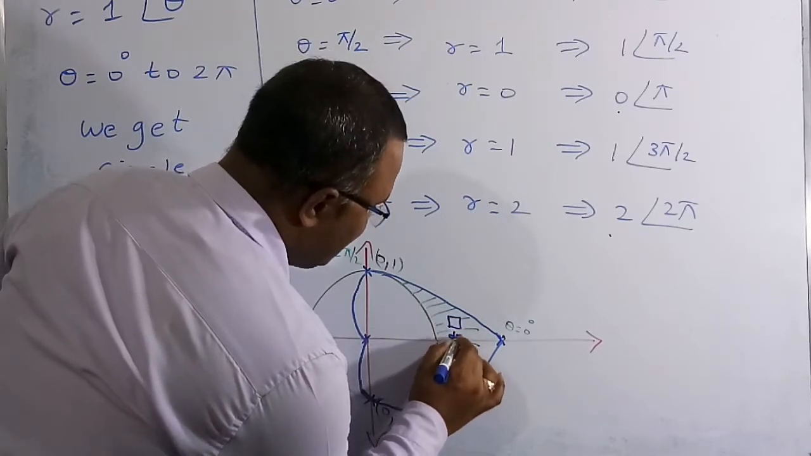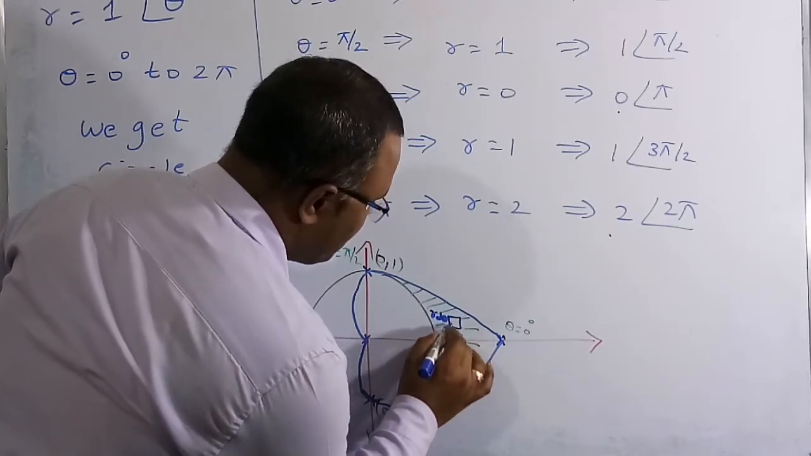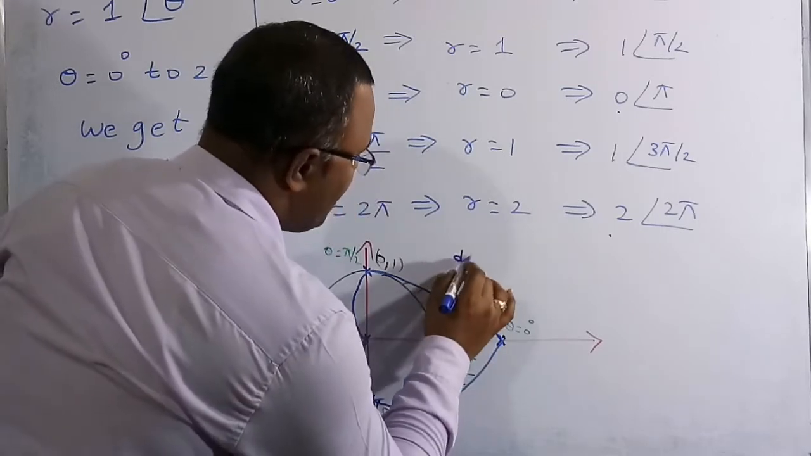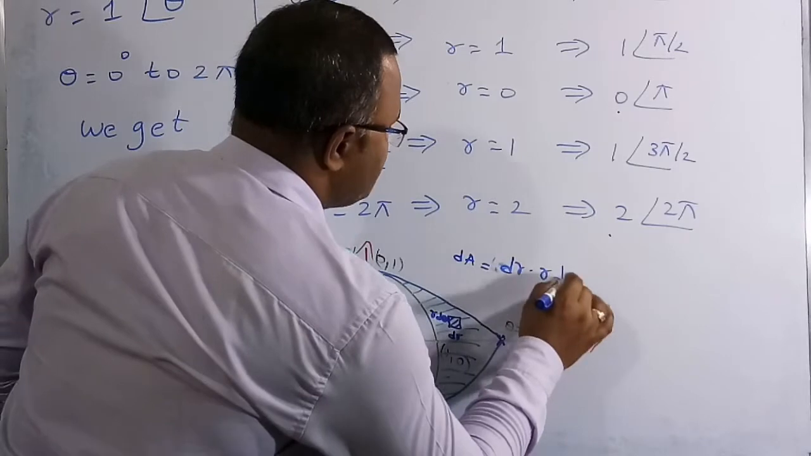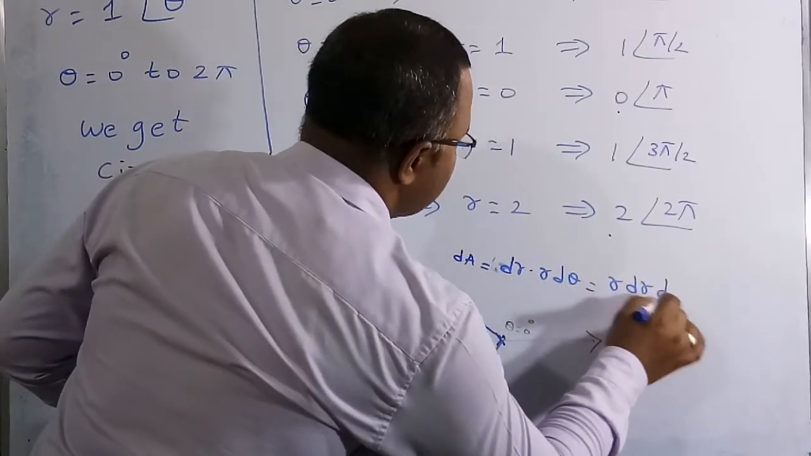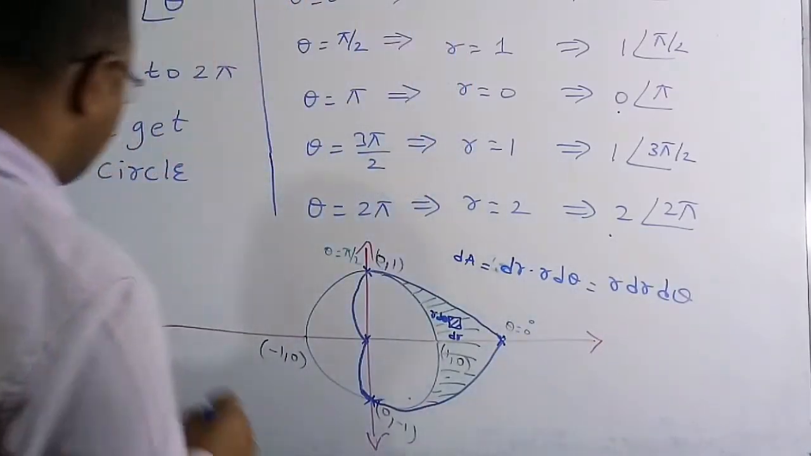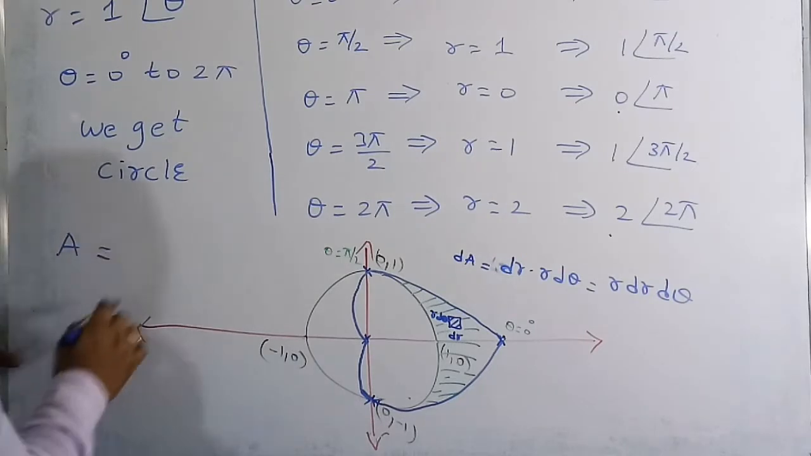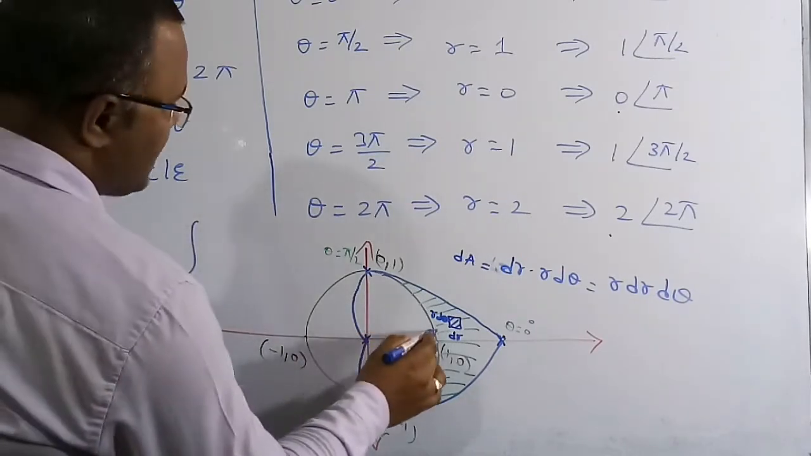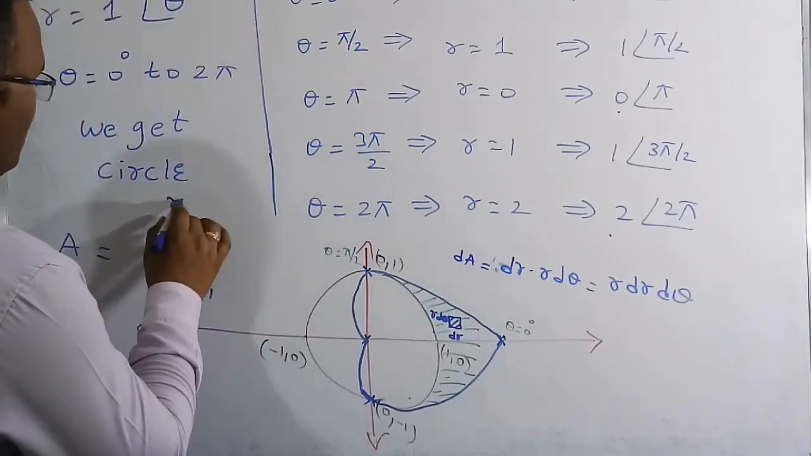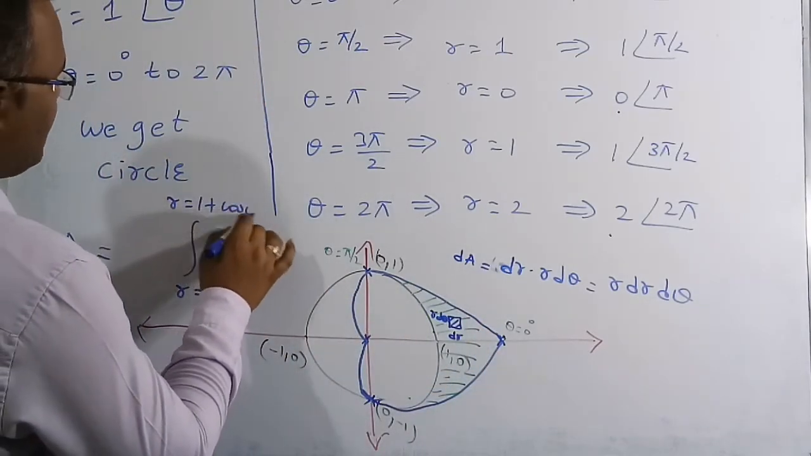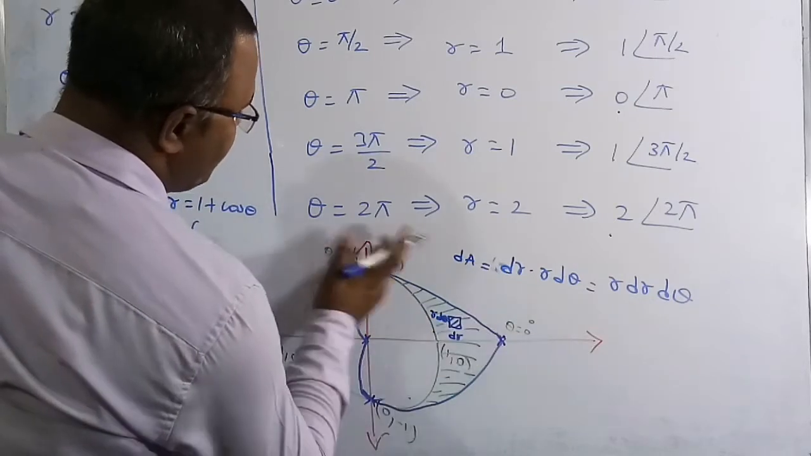So this is called dr, and this is r d theta. Therefore, if you want the small area, it is equal to r dr into r d theta, which is equal to r dr d theta. Now if you want to know the area, you have to integrate from r equal to 1 to r equal to 1 plus cos theta, and theta varies from 0 degree to pi by 2.